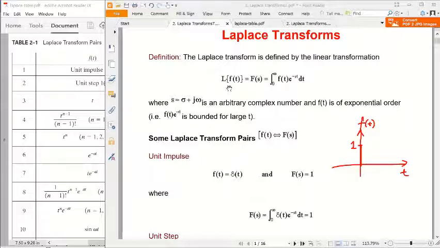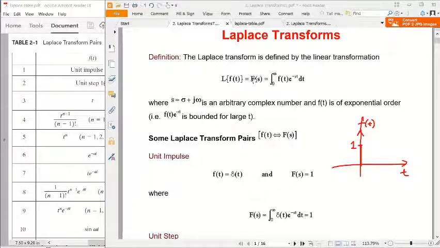So how are we going to transfer from time domain into S domain? Normally the symbol will be f(t), which indicates the function in time domain, small f, and then capital F indicates the equivalent of that function in S domain. So that's the symbol. And L here indicates the Laplace operator. We're going to apply the Laplace to this function so that we can transform that function into F.